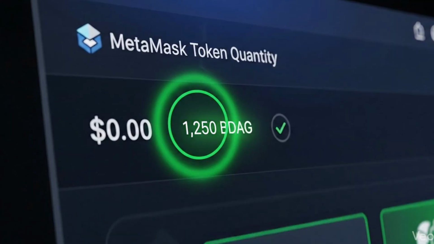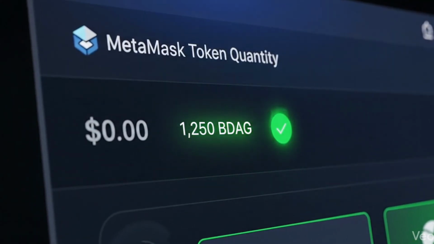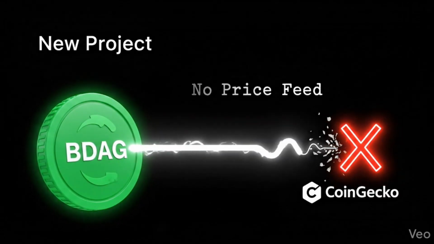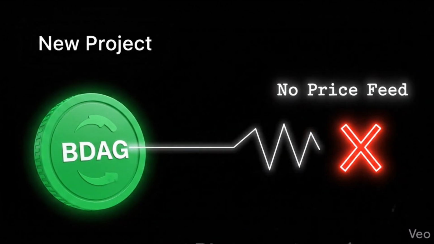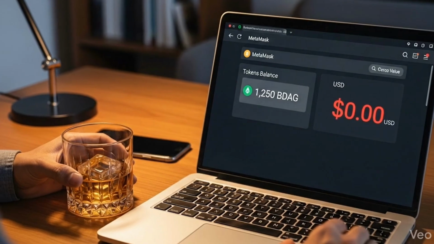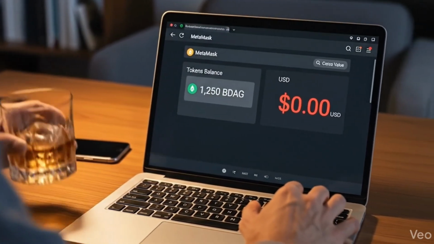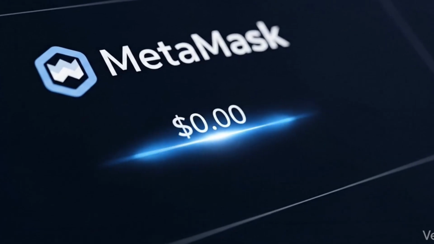If your token shows its quantity but lists the value as 0, it usually means that specific price feed isn't linked yet. This frequently happens with brand new projects, recent token migrations, or tokens that aren't listed on major exchanges yet. The most important thing is that the balance is showing correctly. That is your real proof of ownership.